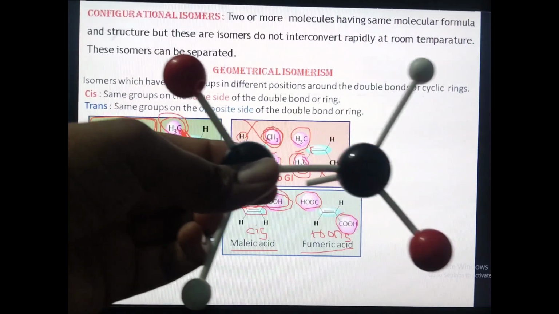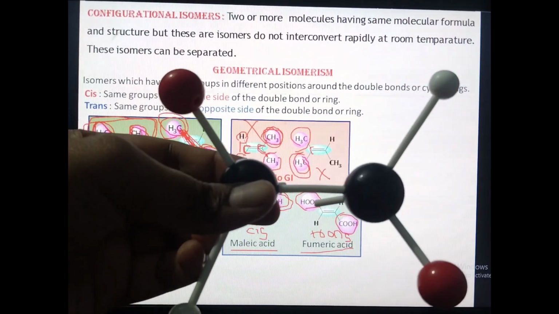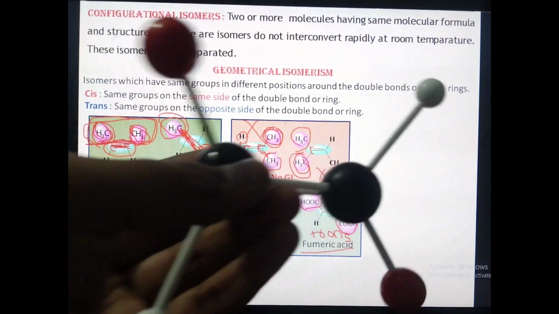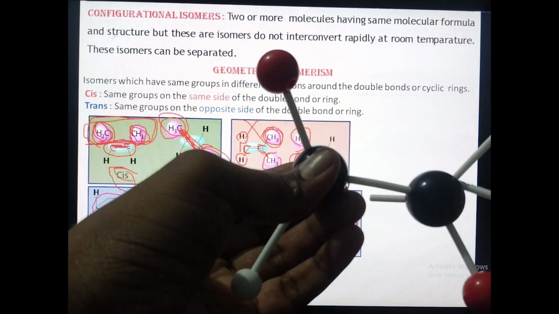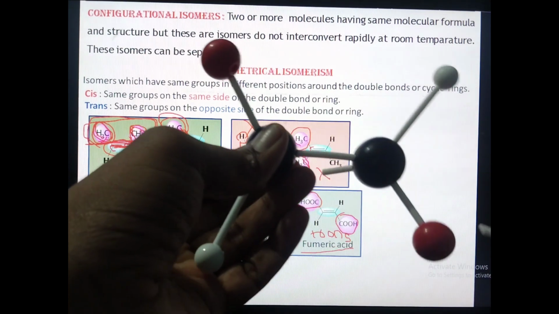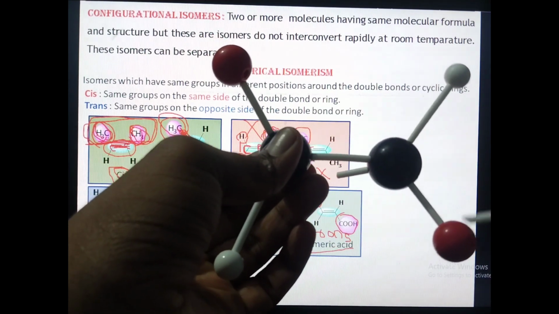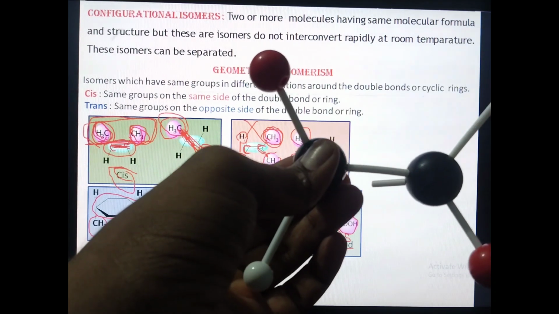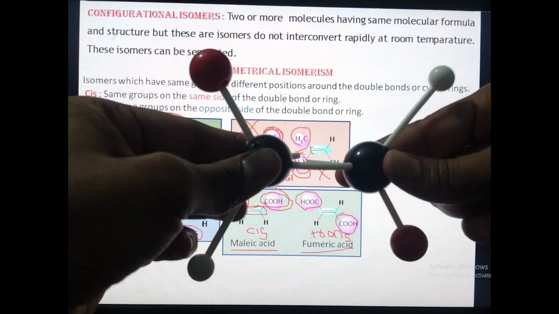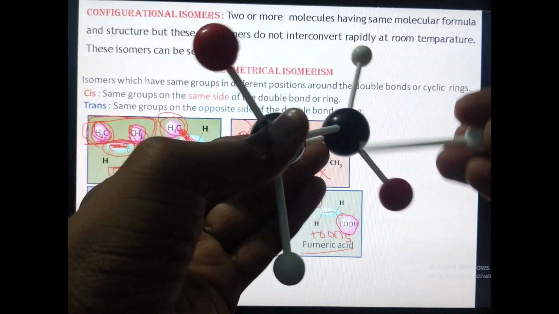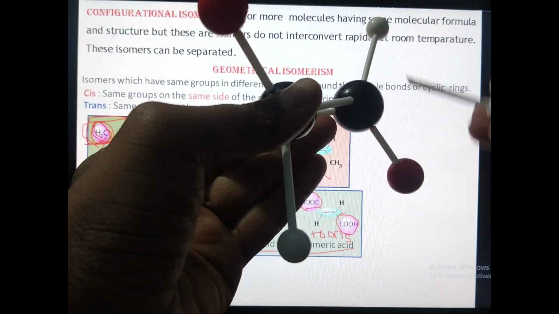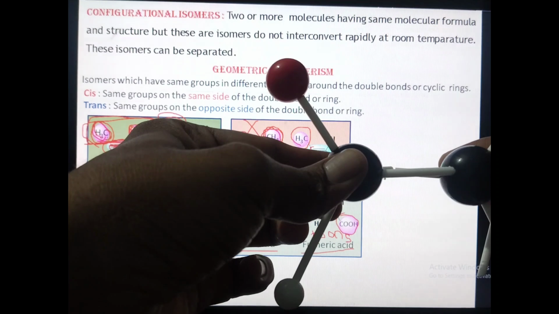See, this is trans. Here you can see that this is the carbon atom of the double bond, this is hydrogen, this is a methyl group. This methyl and this methyl are on the opposite side of the double bond. This hydrogen and this hydrogen are also on the opposite side of the double bond. Hence, this isomer is called trans.